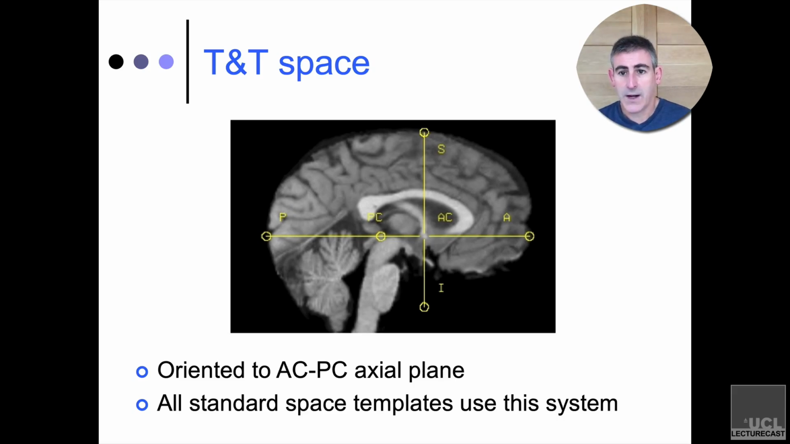For Y values, so front to back, everything in front of the anterior commissure is positive, everything behind the anterior commissure is negative. And for X, excuse me, left and right, everything on the left is negative, everything on the right is positive. Just by convention, okay? All standard space templates use this space. There's nothing different across the spaces with respect to this.